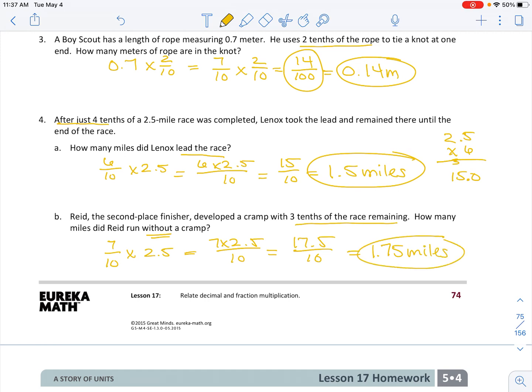Remember, when we divide by 10, we just shift one place value to the right. So I just put this in my place value chart, or in your head, you just shift one place to the right.